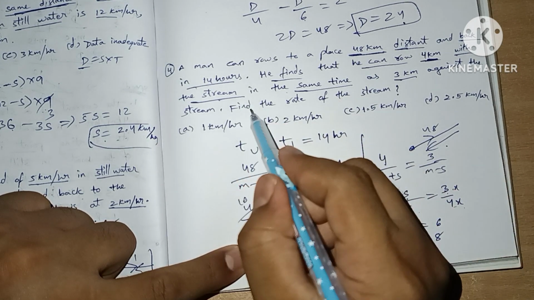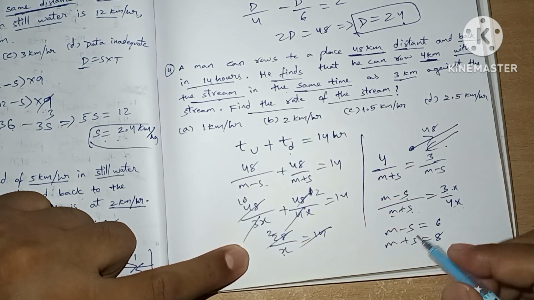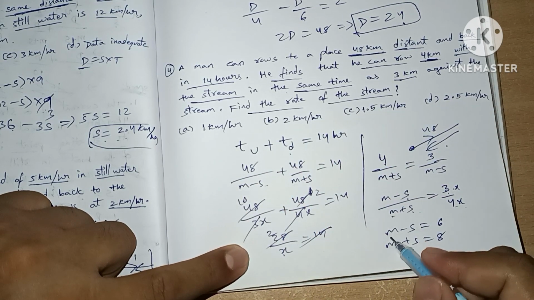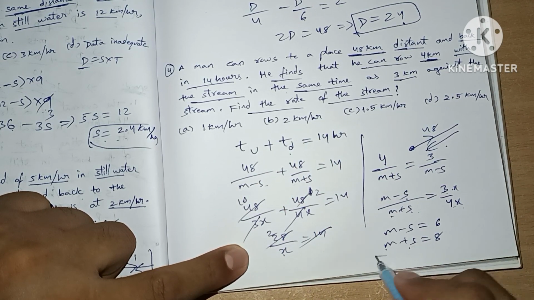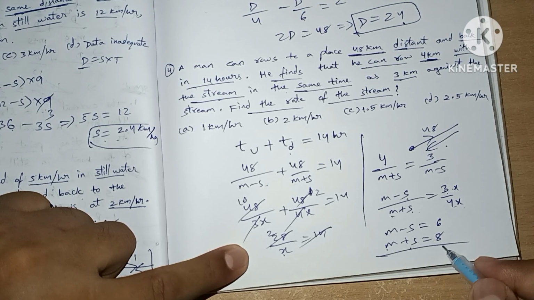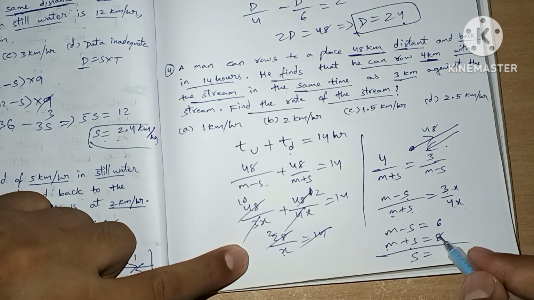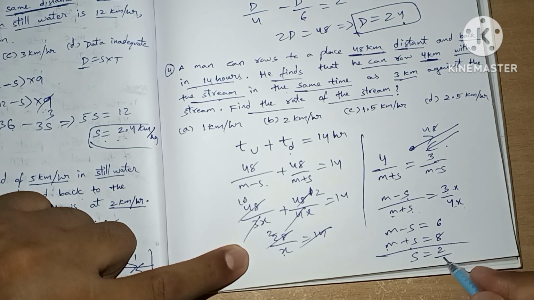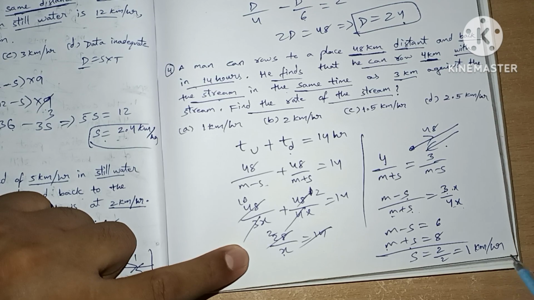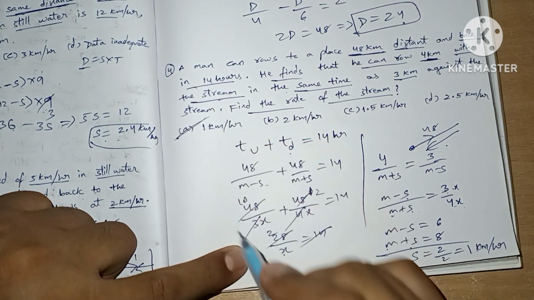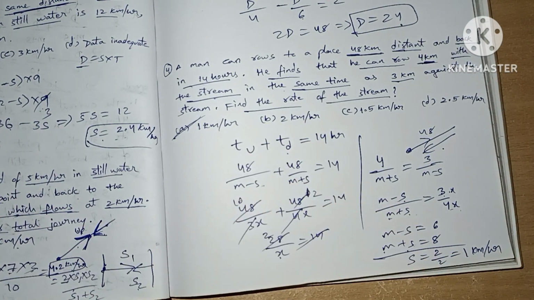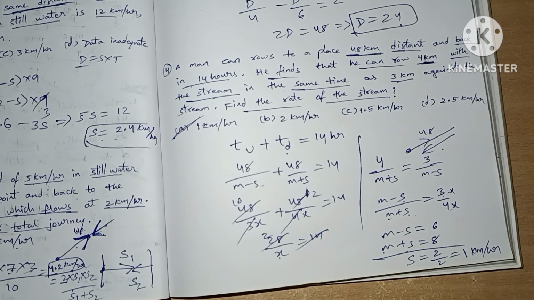Now what we need to find is the rate of the stream. We need to find the value of S. Here M is positive, so the difference between these two divided by 2 will be the value of S. The S value is the difference between these two, which will be 2. 2 divided by 2 is 1. So 1 kilometer per hour is the speed of the stream. Option A is our answer. By this, we have completed the total concept of boats and streams.